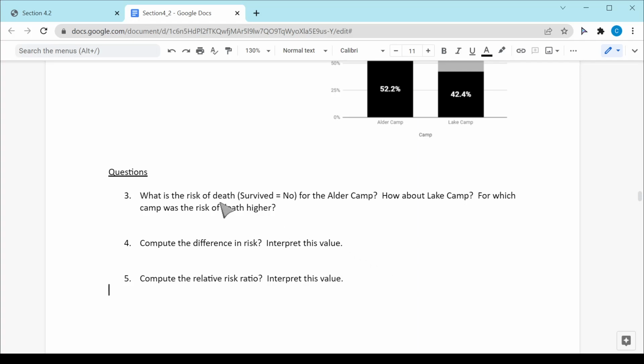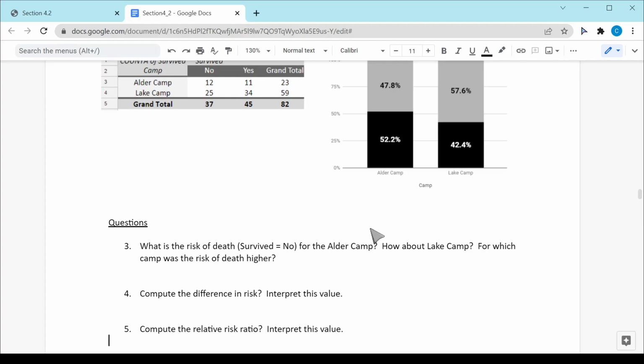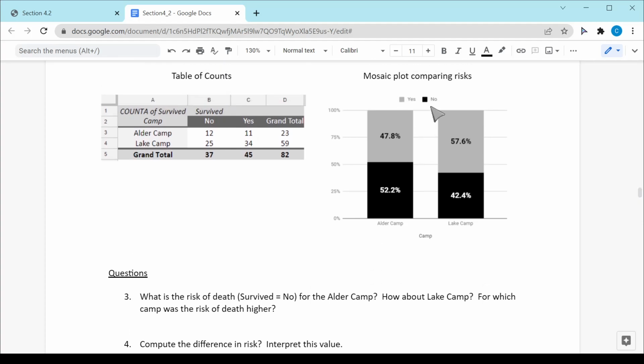What is the risk of death? So that is going to be survived equal no for the Alder camp. So survived equal no is going to be the black boxes on this display. And we can see that Alder camp's on the left. So the risk of death there is 52.2%. For Lake camp, that risk goes down a little bit and is reduced to 42.4%.